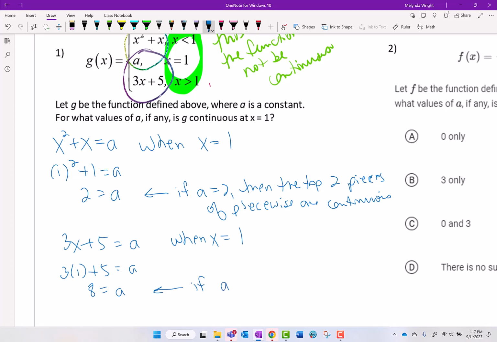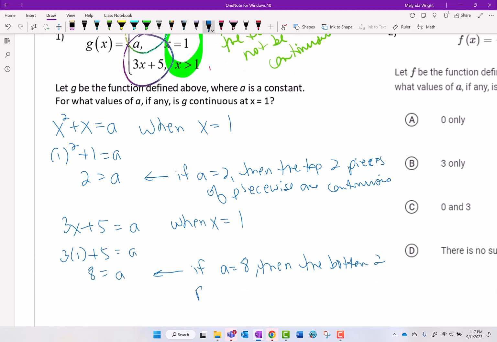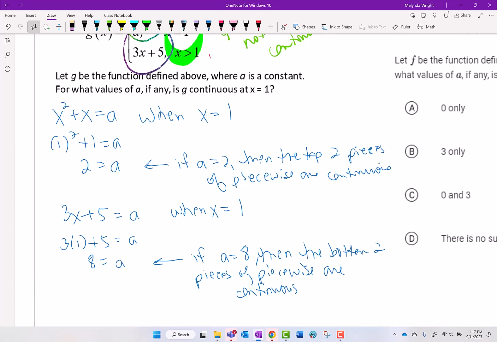So let's write ourselves a note. If a is 8, then the bottom two pieces of the piecewise are continuous. Okay, well, that's nice, but what about the whole function? Is there one value of a that would make all of g continuous? No, because those numbers are different.